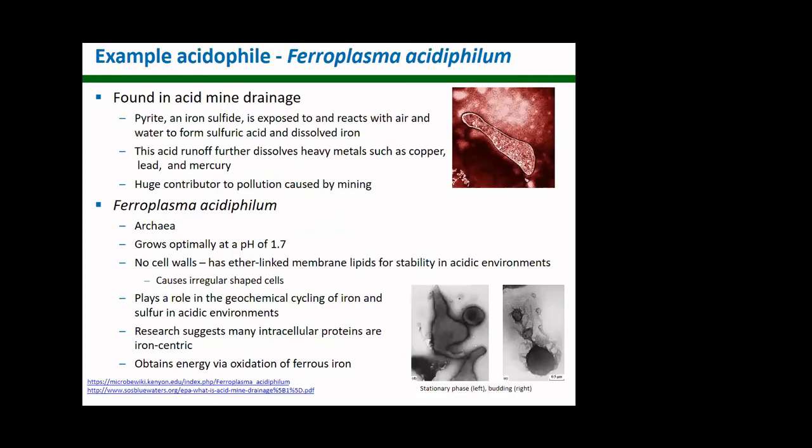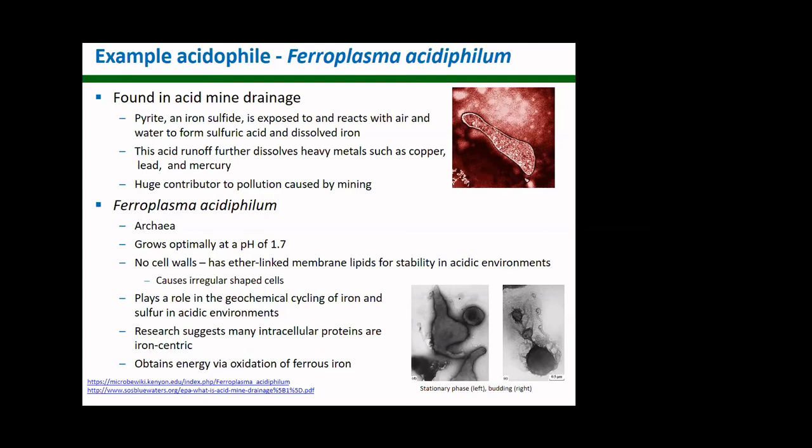All right, here's an example of an extreme acidophile. This is an archaea, Ferroplasma acidophilium. It's found in the drainage from mines, specifically mines that are mining pyrite or fool's gold. It's iron sulfide, so it's made of iron and sulfur. And when it's exposed to air and water, it actually makes chemical reactions that produce sulfuric acid and dissolved iron. So this, as you can imagine, is very bad for an environment.